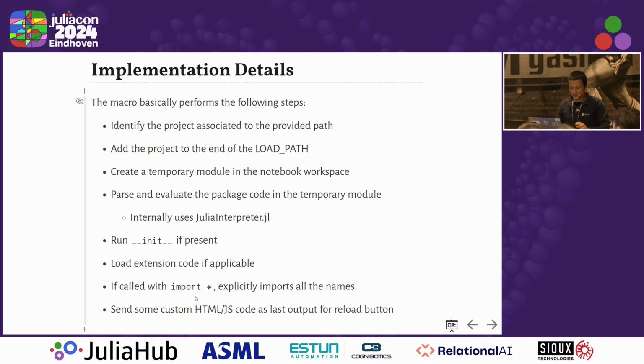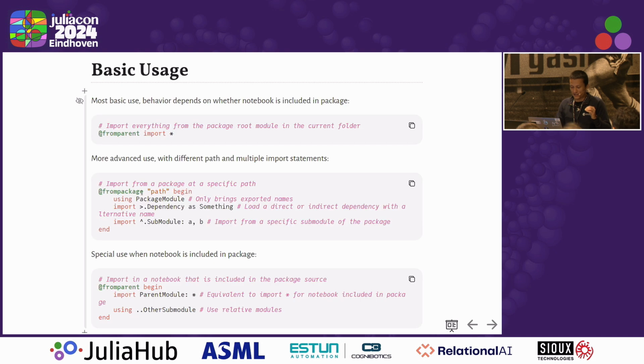So, some small implementation details. At a high level, when you call it, you can call it with "from parent", which automatically extracts the path from where the notebook is located, but you can also give it a specific path. If you have a notebook in another place and you want to load a package that is in another part of your system, then you can specify a path. You can also specify a path not just by a string, but a symbol that is defined in the notebook. But there are a few caveats with that approach, so I would go with the string path.